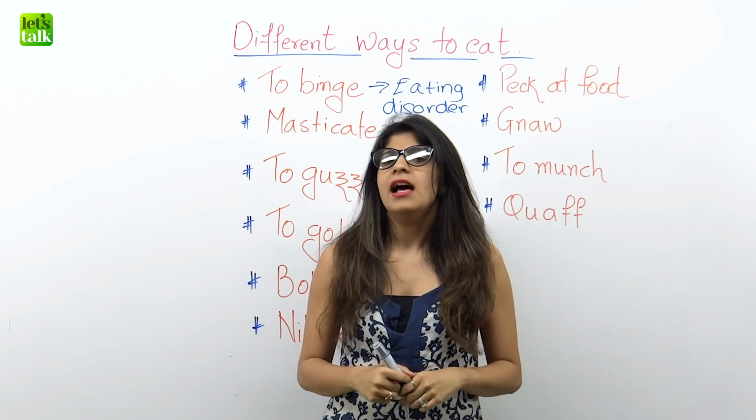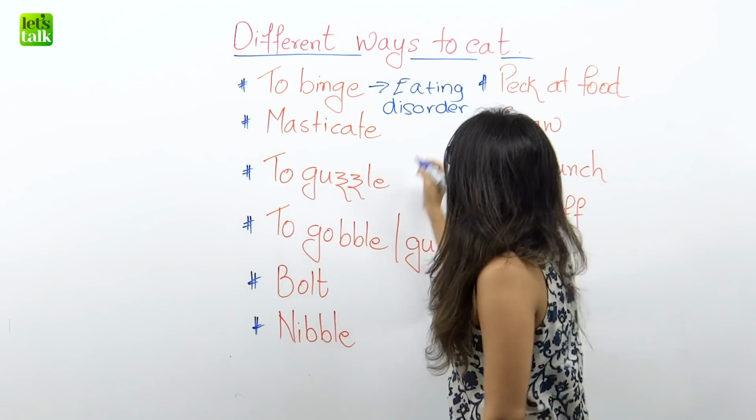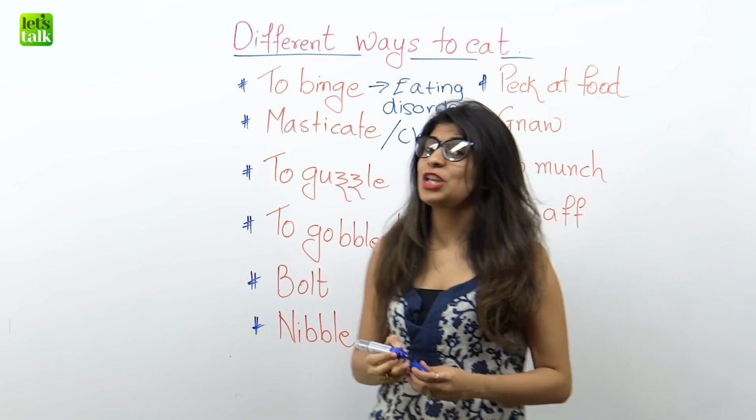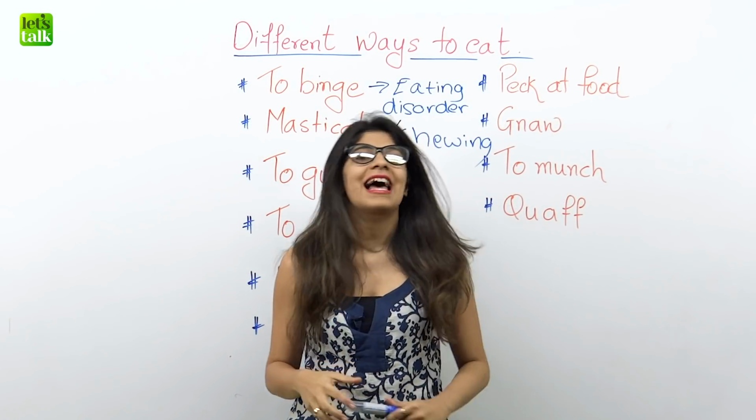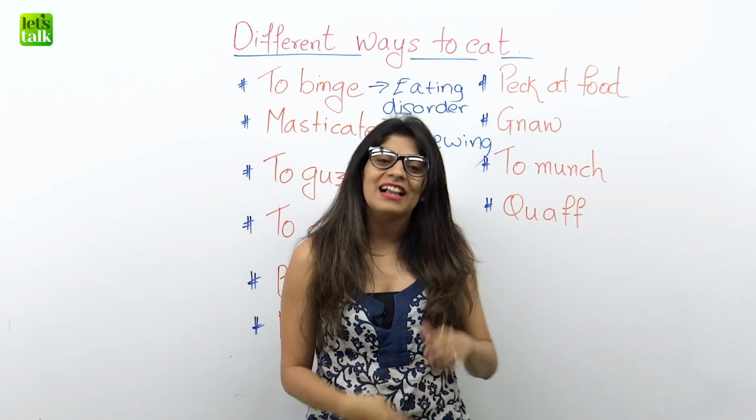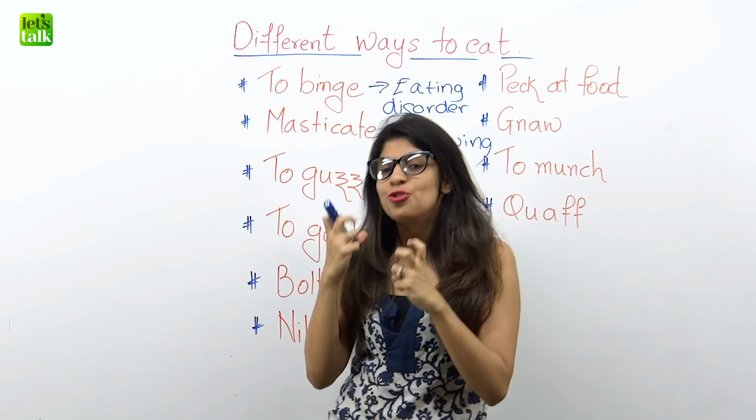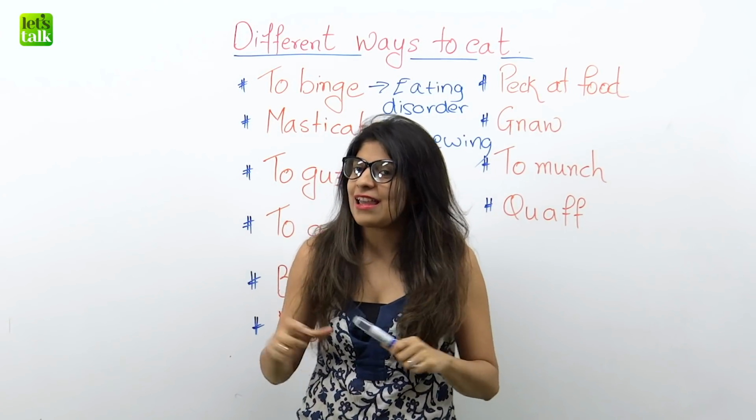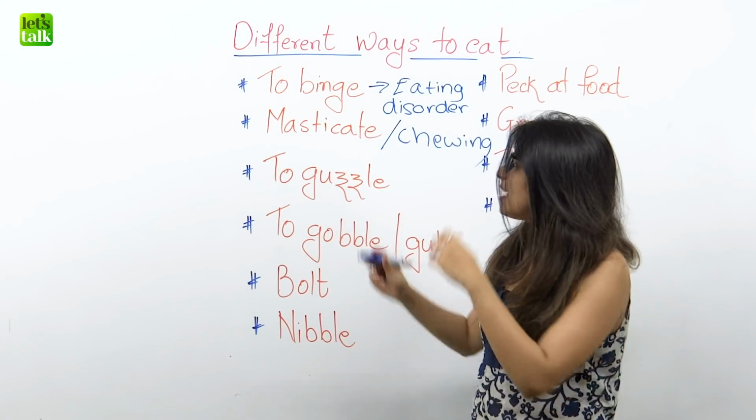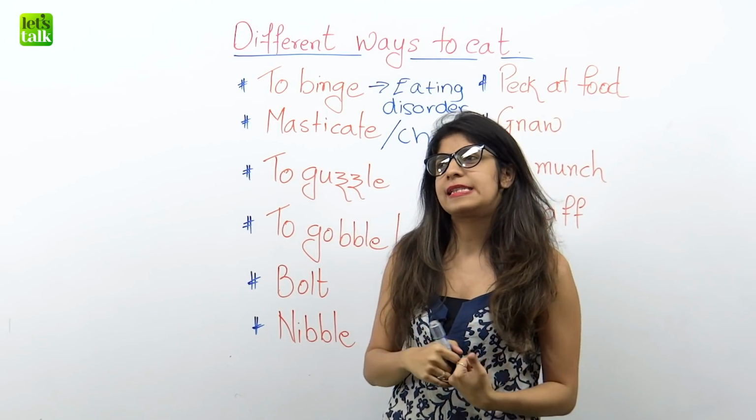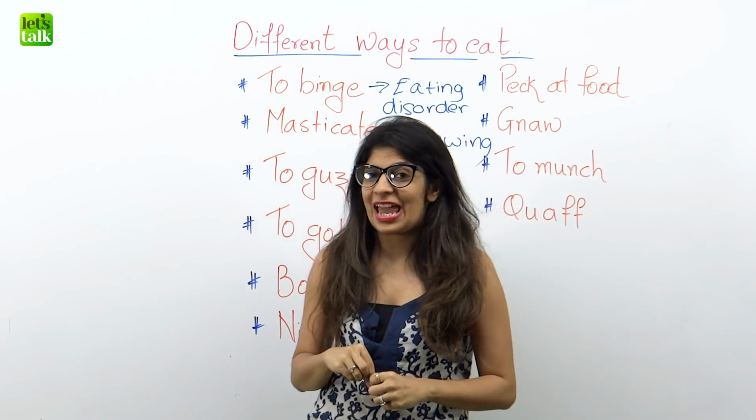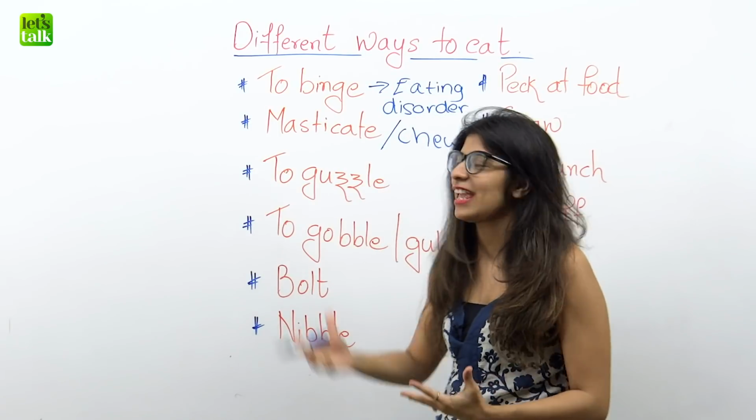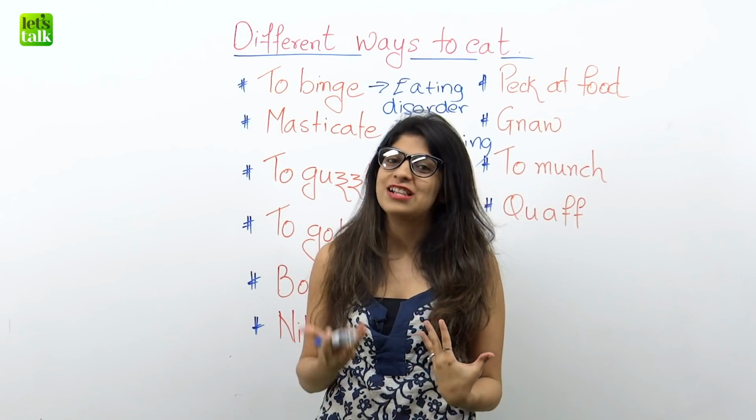Masticate is another word for chewing. Well, yes, we chew our food, right? With the help of our nice, white, bright teeth. Masticate is when you chew your food, when you crush it and grind it with the help of your teeth. So that is masticating. If you have to use this in a sentence, you can say, the camel masticates the food with the help of its front teeth. So basically, he chews his food with the help of his front teeth.